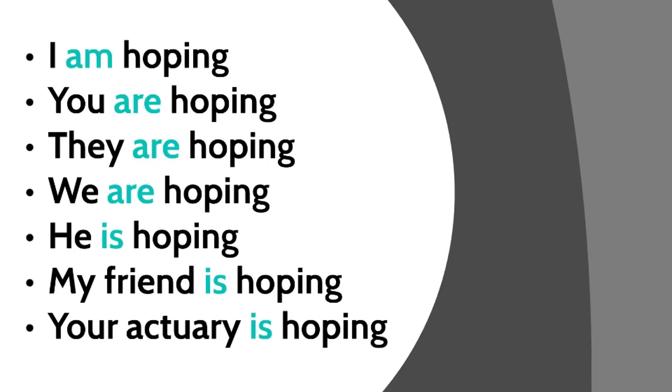So let's go to our friend, the word hope. Remember we said that hope will take away the E and add an -ing to make it go from hope to hoping. And now let's use that in some examples with different subjects. I am hoping, you are hoping, they are hoping, we are hoping, he is hoping. Or we could take that pronoun and put in a noun instead. My friend is hoping, or maybe your actuary is hoping that you'll do your taxes.